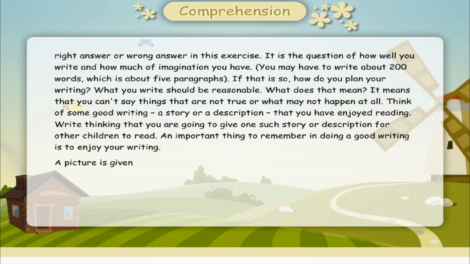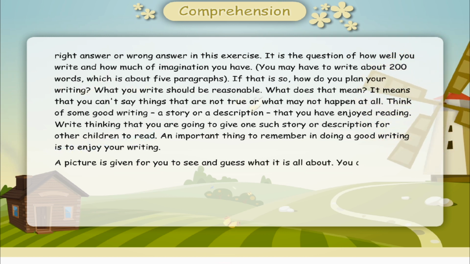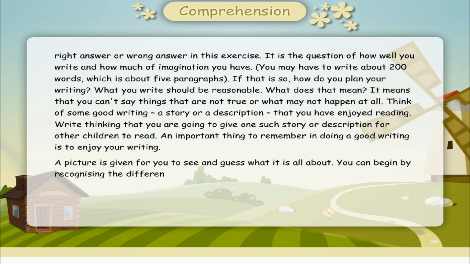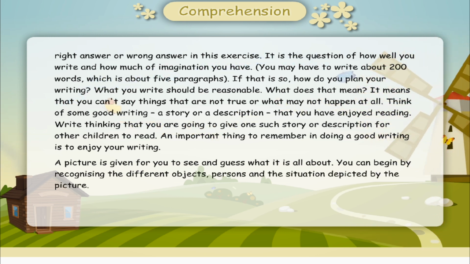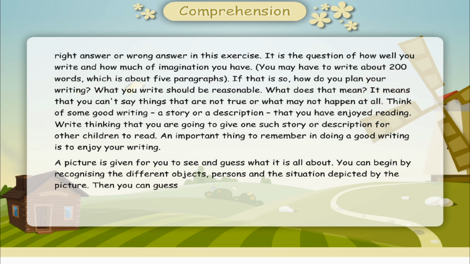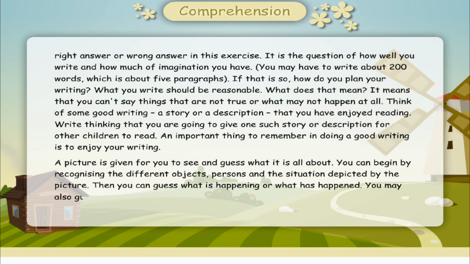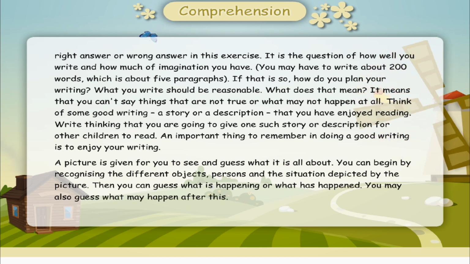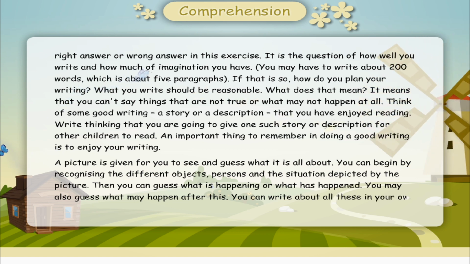A picture is given for you to see and guess what it is all about. You can begin by recognizing the different objects, persons, and the situation depicted by the picture. Then you can guess what is happening or what has happened. You may also guess what may happen after this. You can write about all these in your own way.